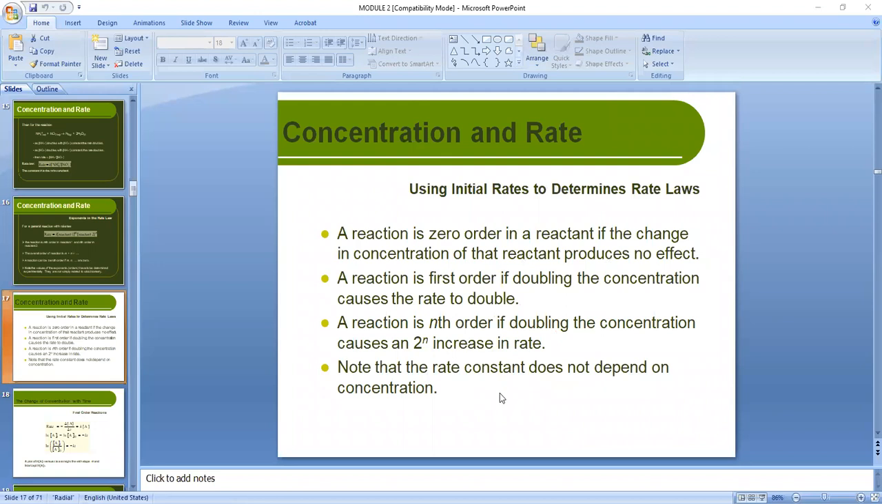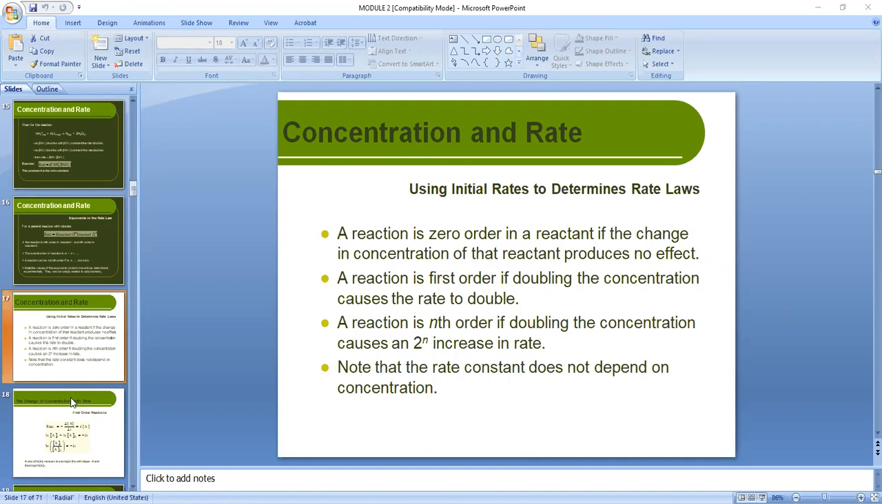So note that the rate constant does not depend on the concentration. This rate constant is your K, or we call it the specific reaction rate constant, the SRR in some old books, but they still mean K. So it's not dependent on concentration. Where is it dependent on? Your K.